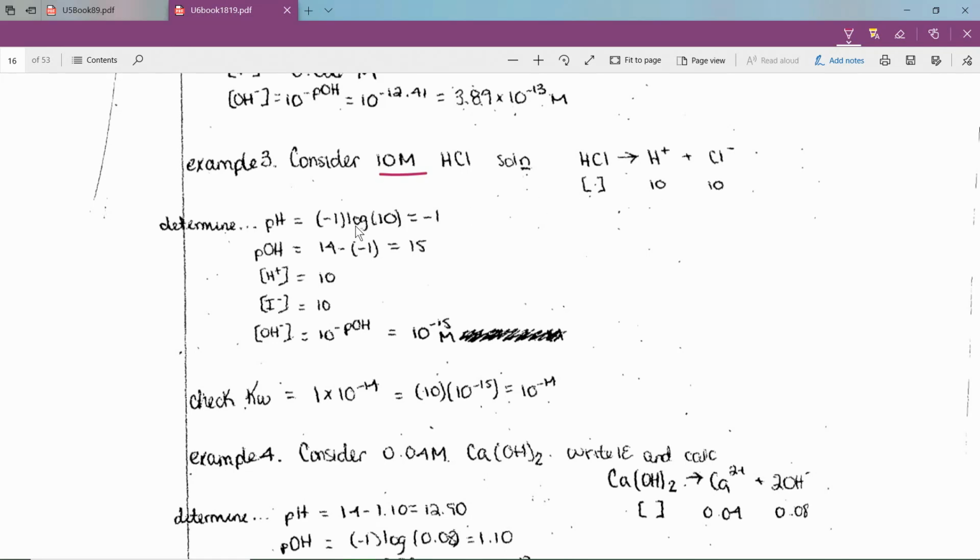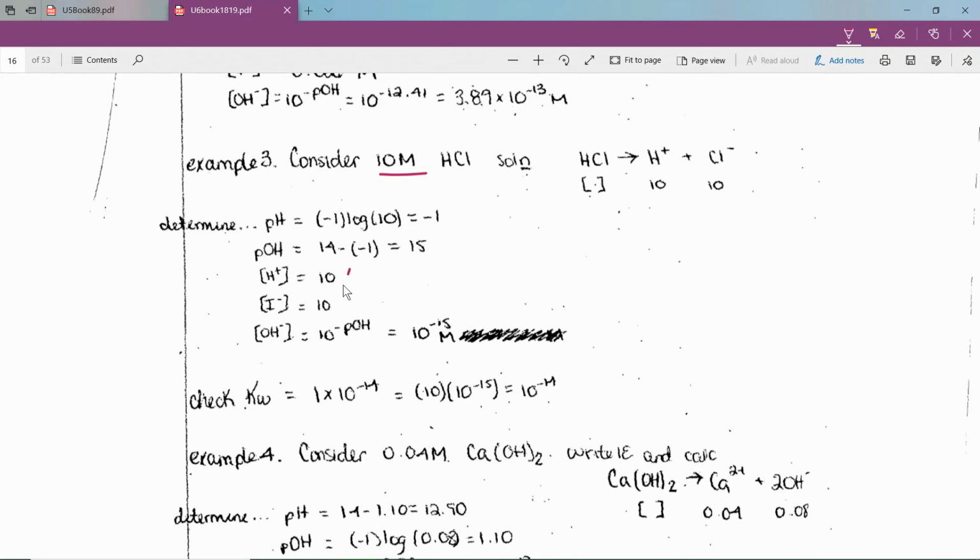The pH is -1 times the log of 10. So log of 10 is 1, right? 10 raised to the first power gives you 10. So 1 times -1 is -1. So the pH is -1, which means the pOH is 14 minus a minus, which is plus, is 15.